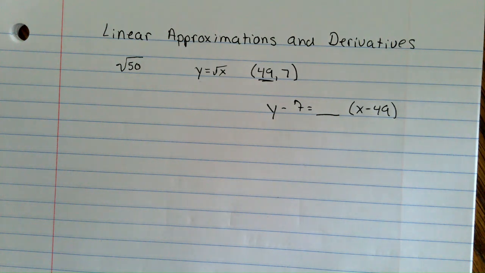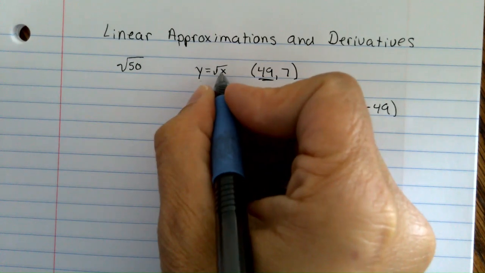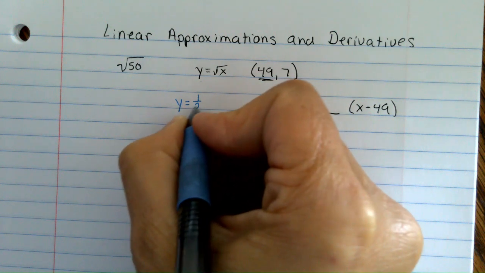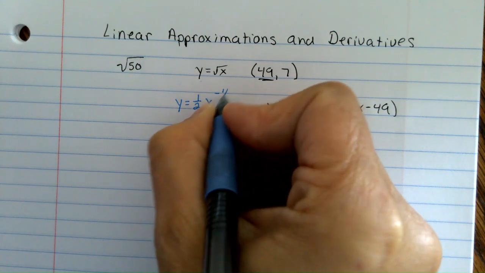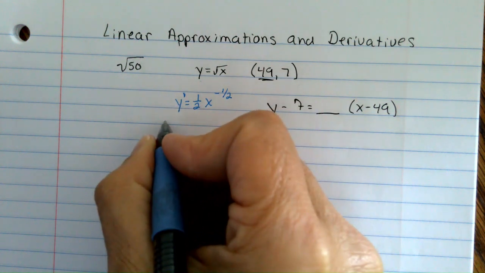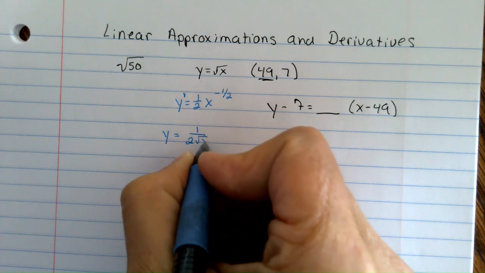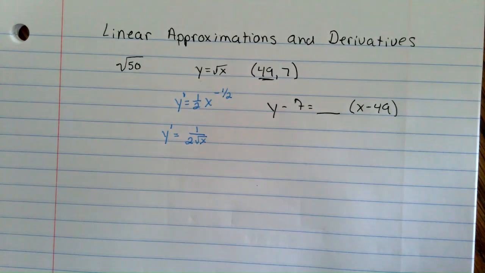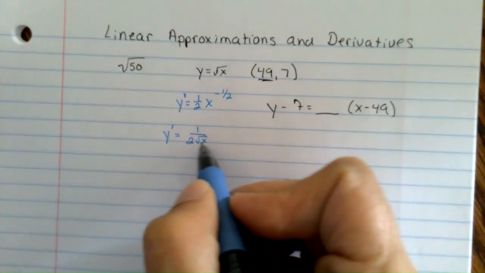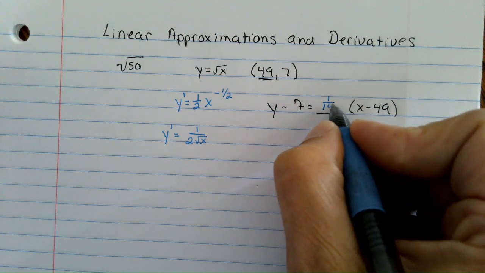So let's come over here and find our tangent slope. We know that's technically the 1/2 power, right? So my derivative would be 1/2 x to the, I'll subtract 1, negative 1/2. And my derivative would therefore equal 1 over 2 square root of x. So if 49 were input into here, I would have 1/14. So the derivative at 49 is 1/14.